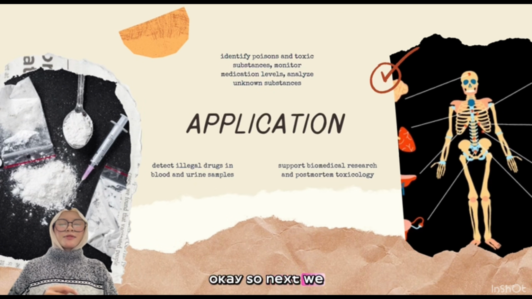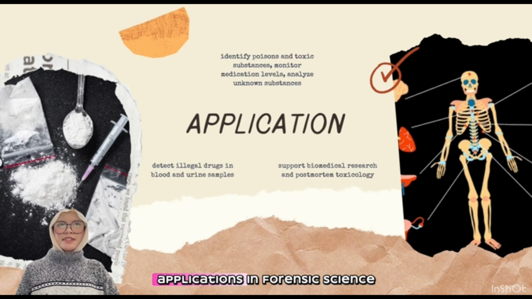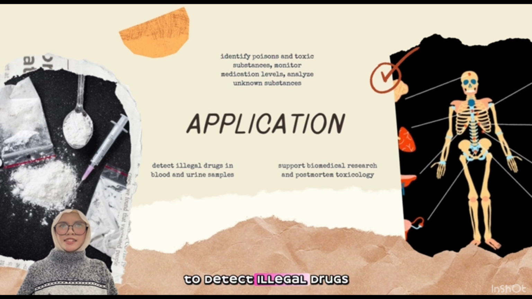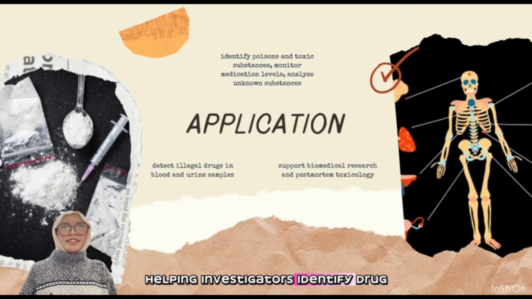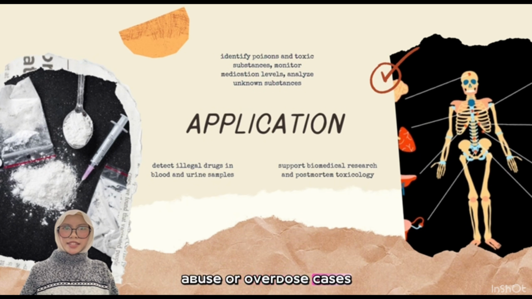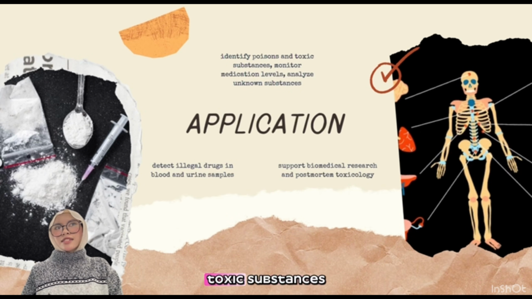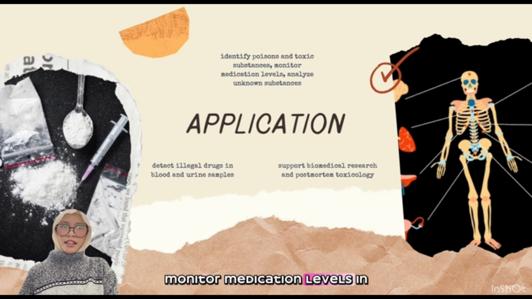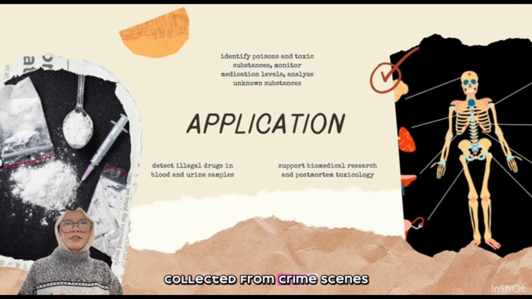Okay, so next we go to the applications. Chromatography has many important applications in forensic science. It is widely used to detect illegal drugs in blood and urine samples, helping investigators identify drug abuse or overdose cases. It is also used to identify poisons and toxic substances in forensic investigations, monitor medication levels in patients, and analyze unknown substances collected from crime scenes.